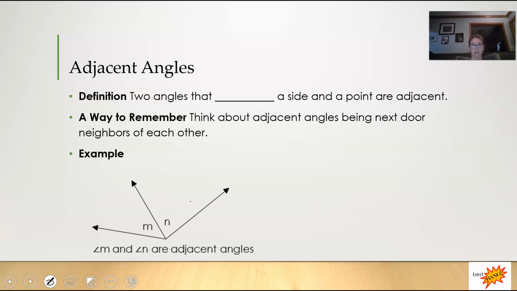Finally, adjacent angles. Adjacent angles are two angles that share a side and a point. A way to remember is to think about adjacent angles as being next door neighbors. They share a side. They're next door neighbors.